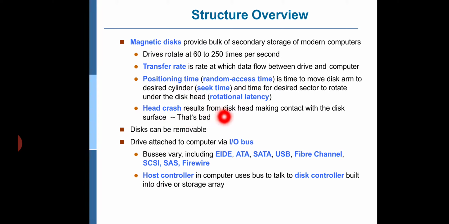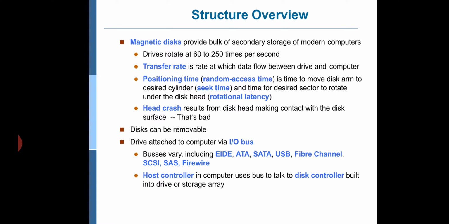Head crashes result from the disk head making contact with the disk surface. That's bad. Disks can be removable. The disk is attached to the computer by an input output bus. The buses vary, including IDE, ATA, SATA, USB, Fibre Channel, SCSI, SAS, and FireWire. The host controller in the computer uses the bus to talk to the disk controller built into the drive or storage array. All these we are using in the structure, so using this we are transferring.